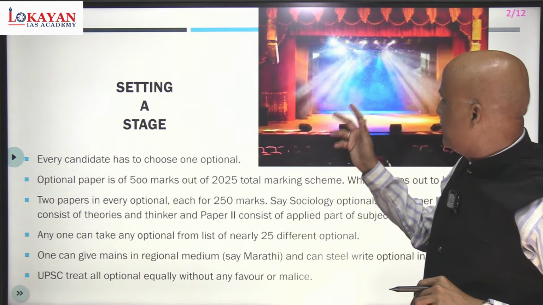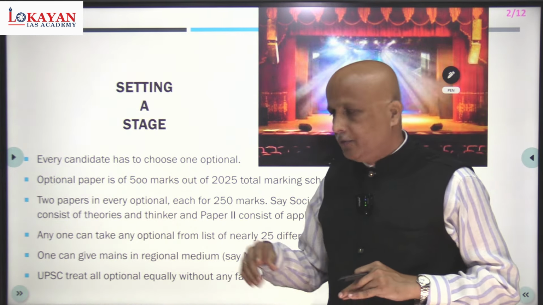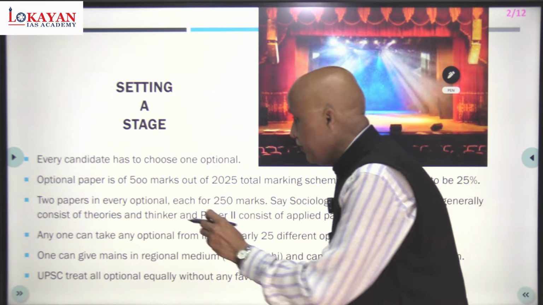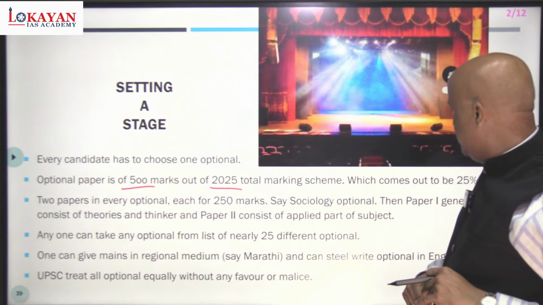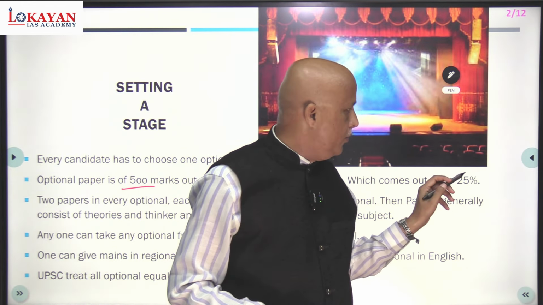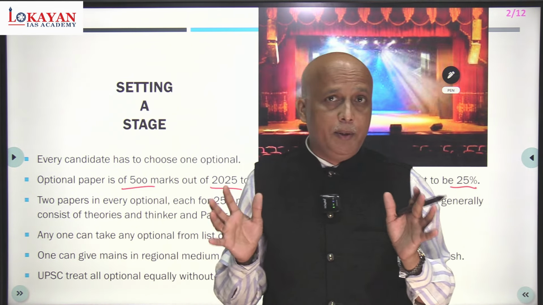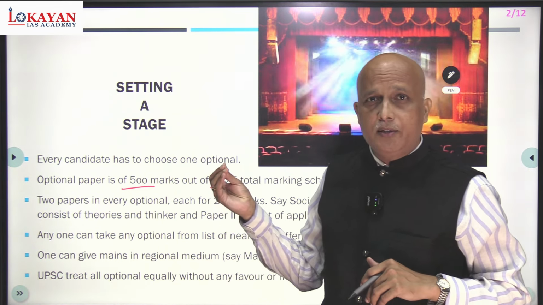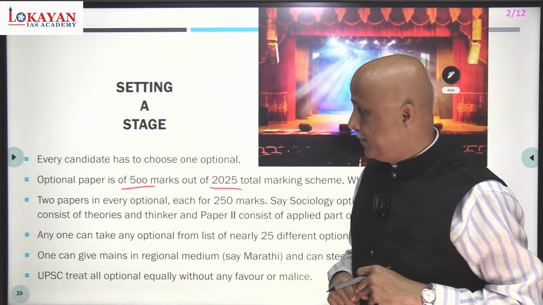So first, it's like setting the stage, isn't it? Every candidate has to choose one optional. As we discussed, the optional paper is 500 marks in the total 2025 scheme, which comes out to nearly 25%. So it is significant. One fourth of our exam scheme in the Mains is the optional itself. That shows the importance of this decision we are going to take.